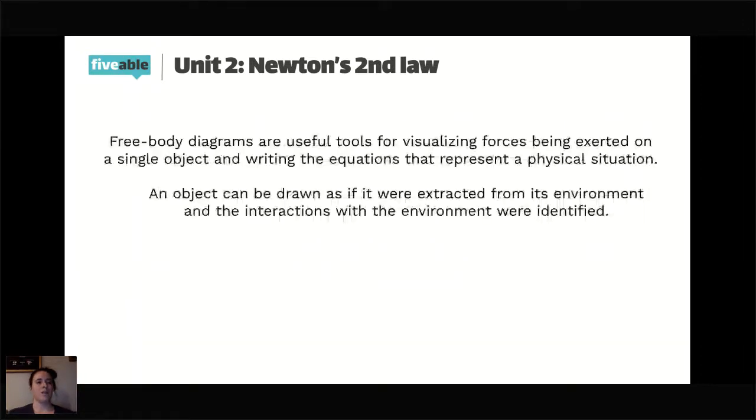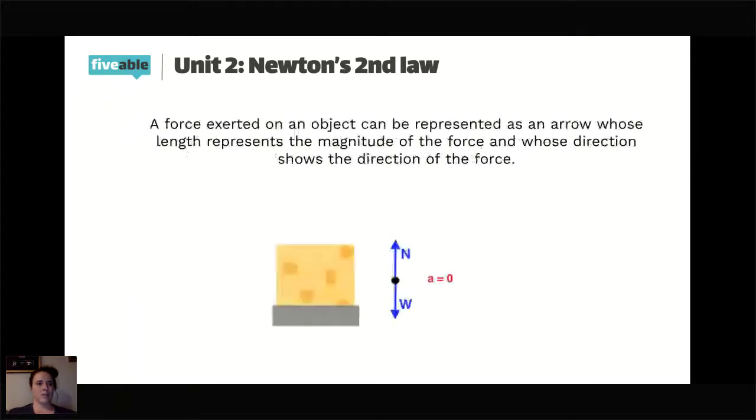Okay. Free body diagrams are useful tools for visualizing forces being exerted on a single object, and therefore writing the equations that represent a physical situation. So an object can be drawn as if it were extracted from its environment, and the interactions with the environment are identified. In other words, a force exerted on an object can be represented as an arrow, whose length represents the magnitude of the force, and whose direction shows the direction of the force.